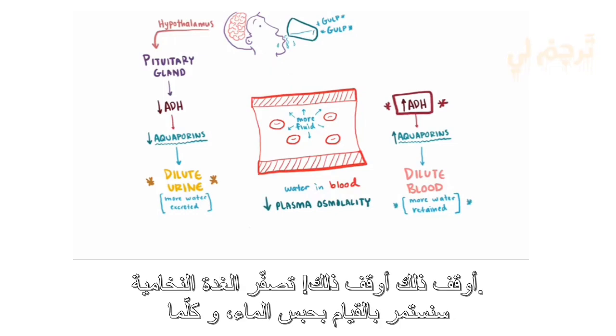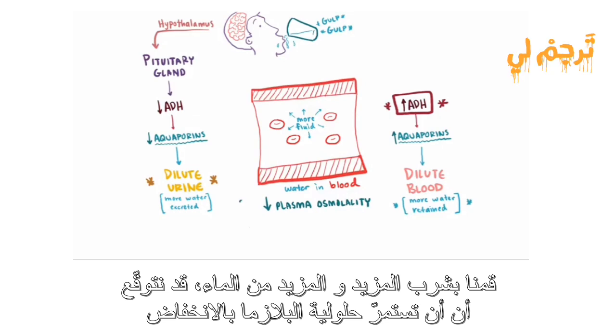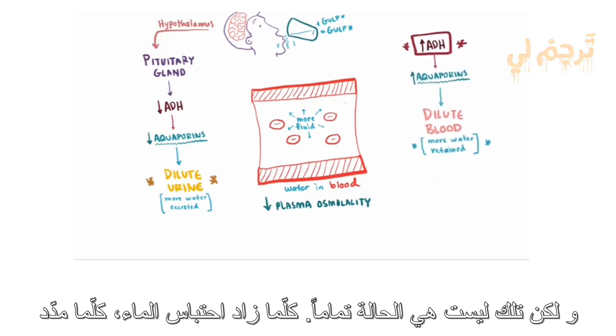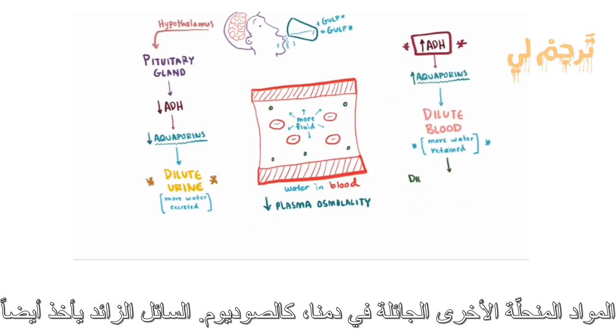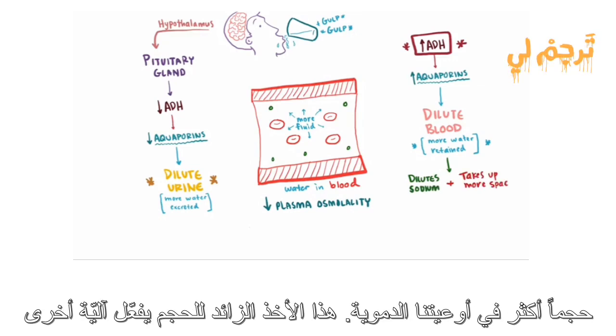Now suppose ADH continues to be released even though my plasma osmolality has dropped. We're going to continue retaining water, and as we drink more and more water, we might expect our plasma osmolality to continue dropping. However, this isn't really actually what happens. As more water is retained, it dilutes the other solutes floating around in our blood, like sodium.